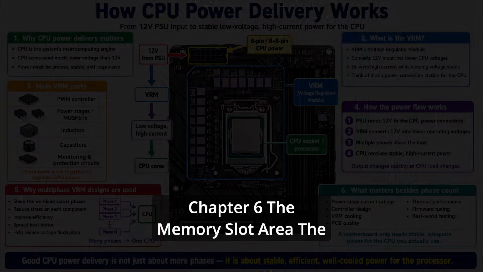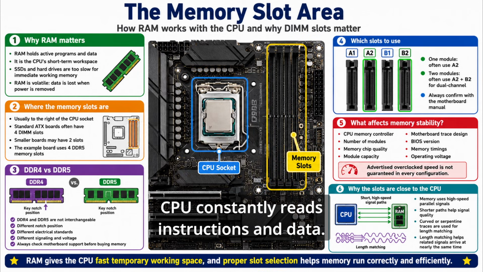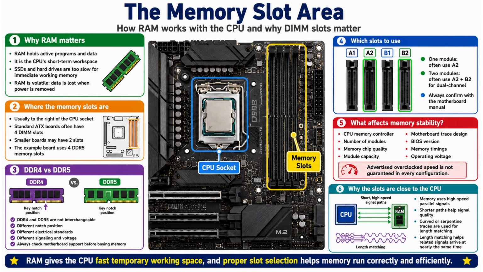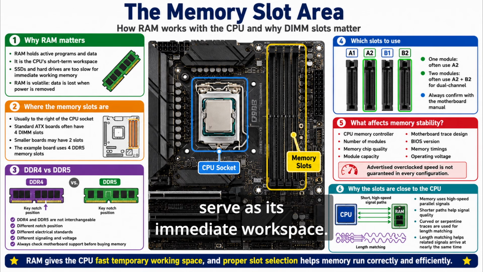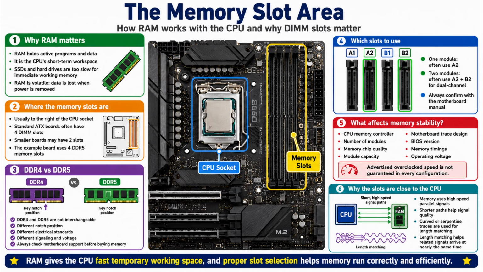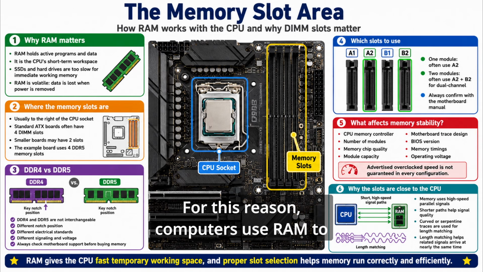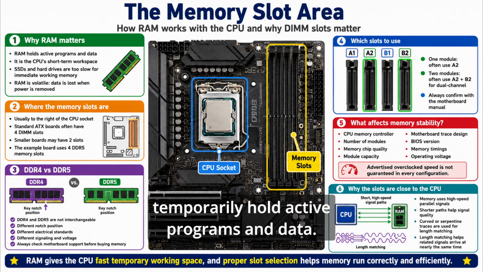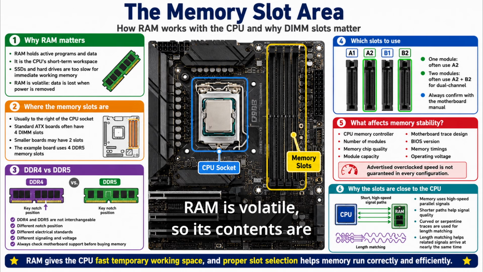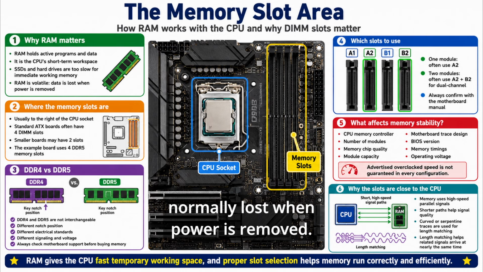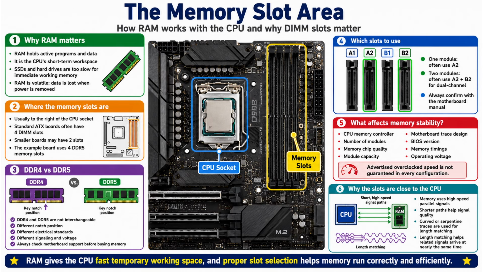Chapter 6. The memory slot area. The CPU constantly reads instructions and data. Storage devices are too slow to serve as its immediate workspace. For this reason, computers use RAM to temporarily hold active programs and data. RAM is volatile, so its contents are normally lost when power is removed.